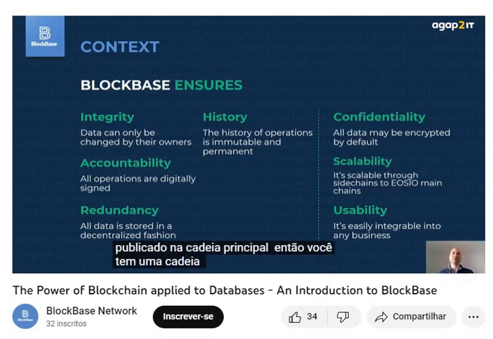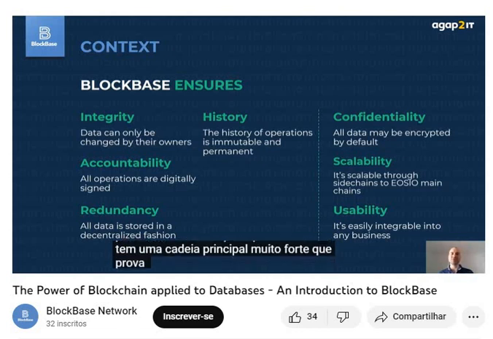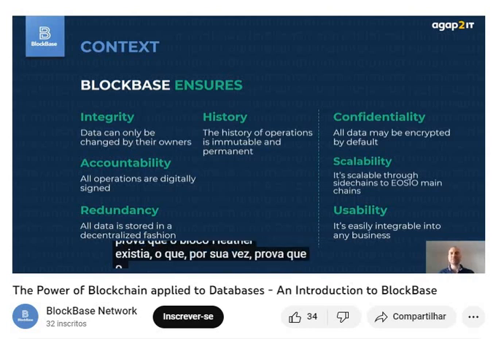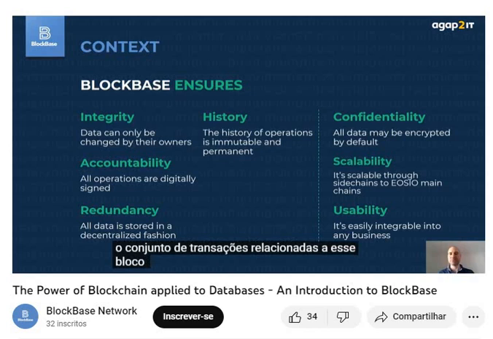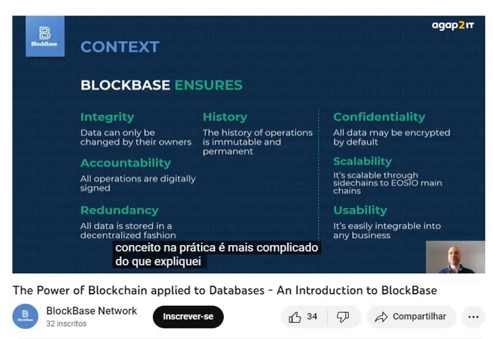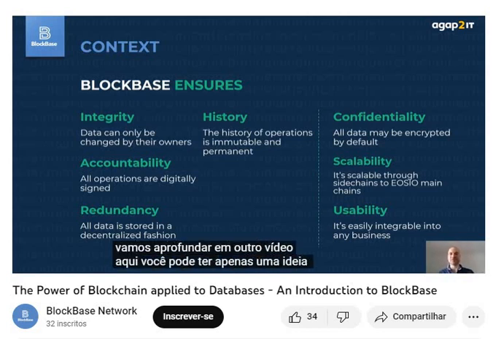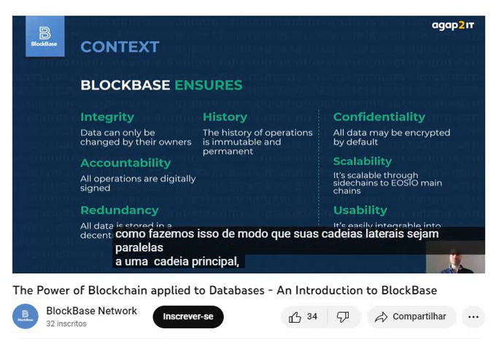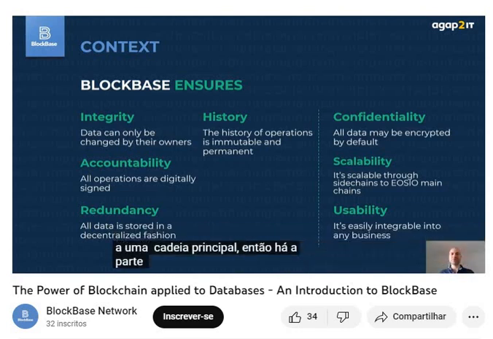So you've got a very strong main chain that gives proof that the block header existed, which in turn gives proof that the set of transactions related to that block also existed. So we solve scalability that way. Of course, the concept in practice is more complicated than what I have explained here, but we will go in depth in another video. Here you can get just an idea of the way we do it. So it's sidechains parallel to one main chain. Then there's the usability part.